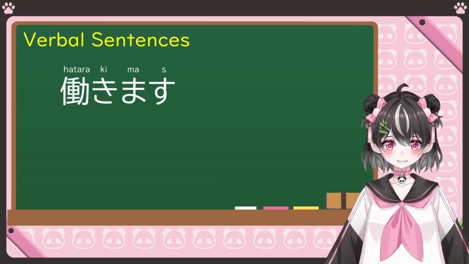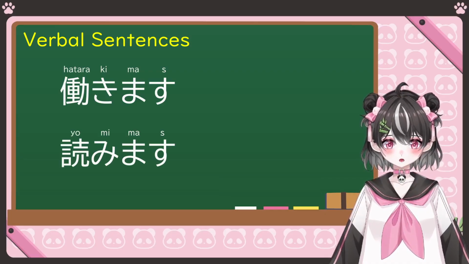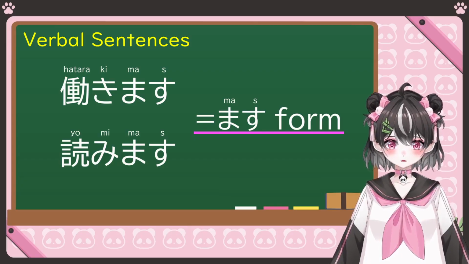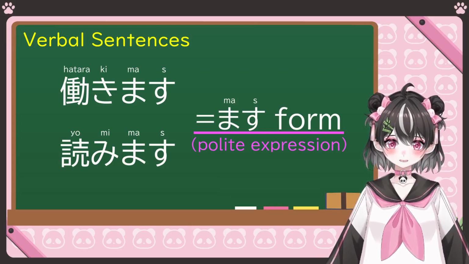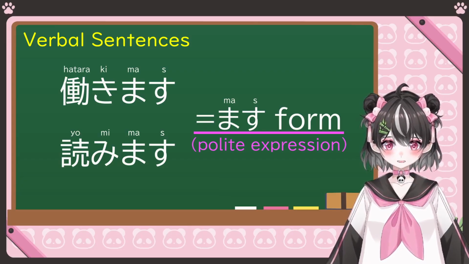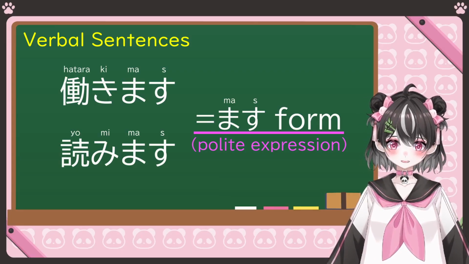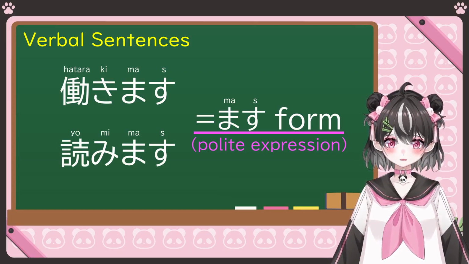Verbs like 働きます or 読みます are what I call ます form. And it's a polite way of speaking. There's another form for casual situations, but I'll talk about it in another video.